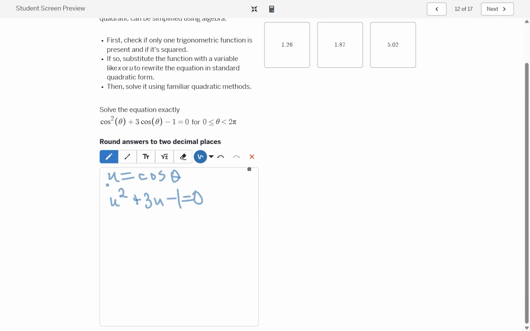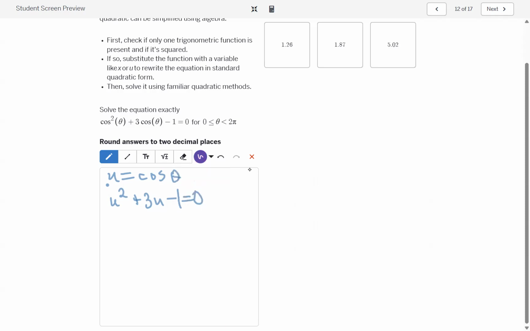So now I'm looking at a quadratic. But what makes this quadratic annoying is that it does not factor. So I have to use the quadratic formula here. That's why our answer choices are all decimals. When we're using the quadratic formula, we're going to get really ugly looking numbers, and then we're going to have to use an inverse trig function and get even more ugly looking numbers.